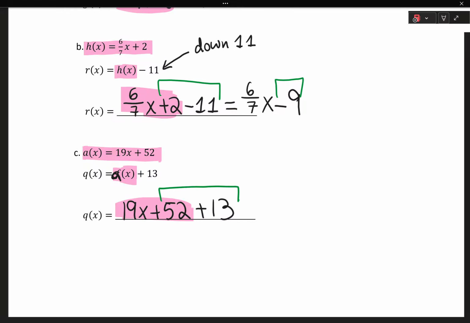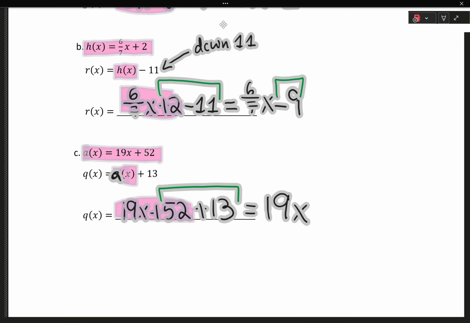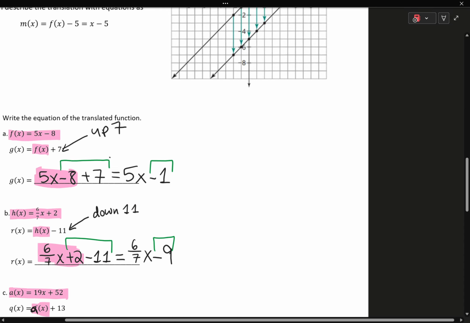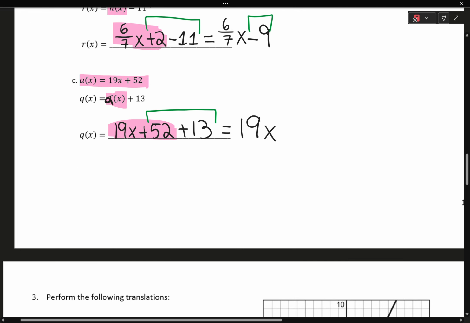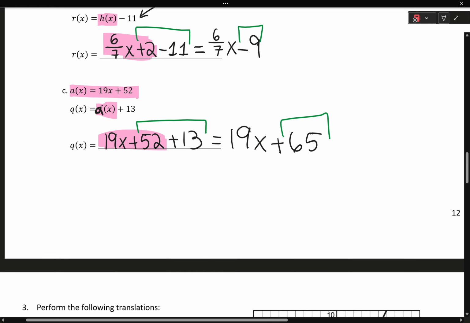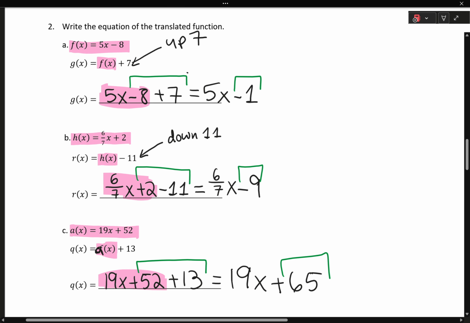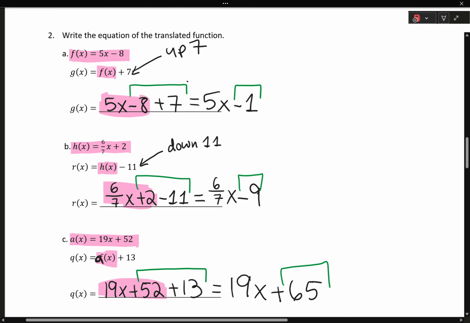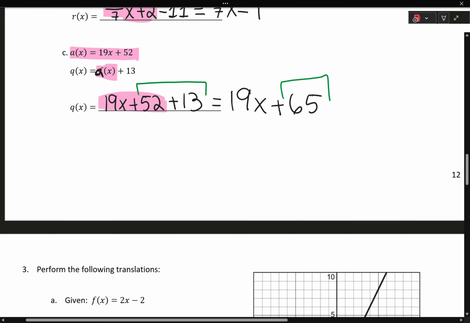Once again, we're going to add some like terms. 19x stays 19x. 52 plus 13 equals 65. Fantastic. Okay, wonderful. Now, let's graph the transformation so you can see how it actually looks.